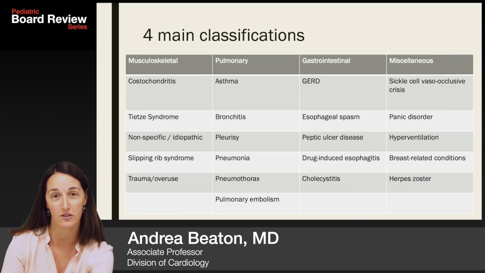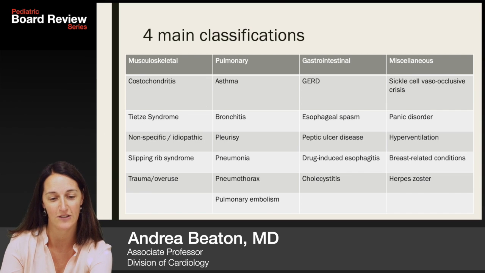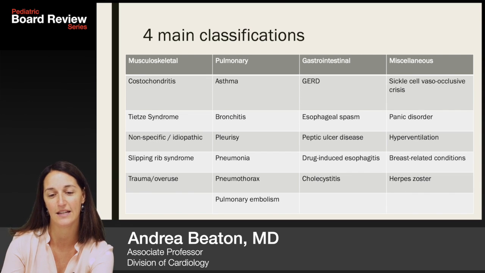So musculoskeletal chest pain is the most common cause of chest pain in children. I'm going to give you the list here: costochondritis, Tietze syndrome, nonspecific, slipping rib, and trauma, and we'll go over those briefly on how to tell them apart. Then there's pulmonary chest pain. I won't read the list to you today, but we'll go over them. Gastrointestinal, and then miscellaneous, things like sickle cell vaso-occlusive crises, and others that we'll go over.